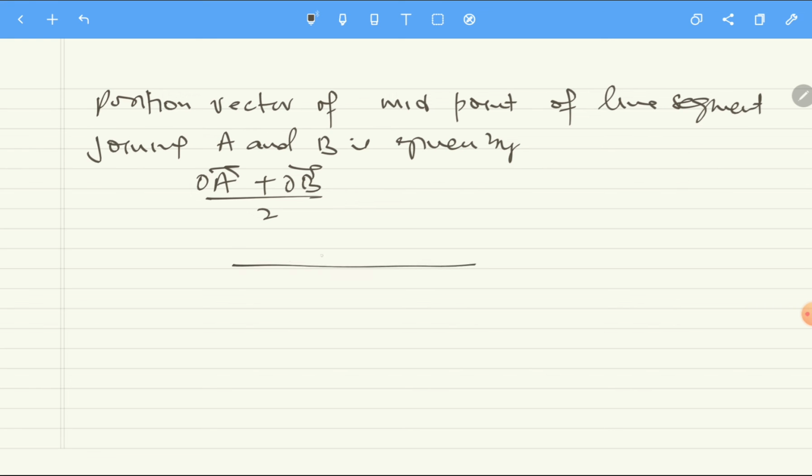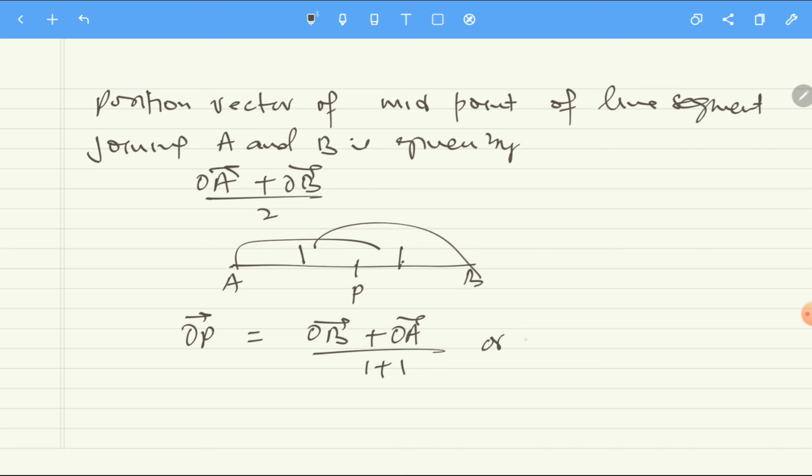This is very easy to prove. These are 2 points A and B. Say P is the midpoint of AB, then it will divide AB in the ratio 1:1, AP equal to PB. So you can say 1:1 or 2:2. So let it be 1:1. Then position vector of P will be OP is 1 times OB plus 1 times OA upon 1 plus 1, or OP vector, position vector of midpoint is OA plus OB by 2.